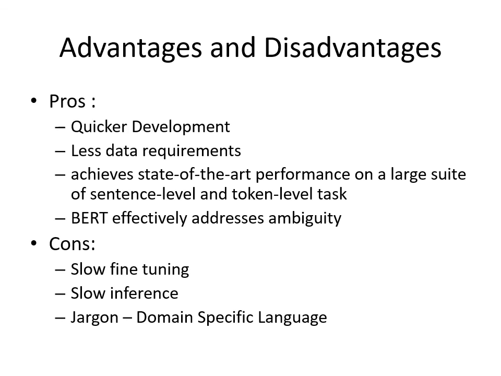Regarding the advantages and disadvantages, the advantages are quicker development, less data requirements, achieving state-of-the-art performance on large suites of sentence-level and token-level tasks, and it effectively addresses ambiguity. As disadvantages, slow fine-tuning, slow inference, and lower performance when there are technical jargon words when trying to execute some tasks.